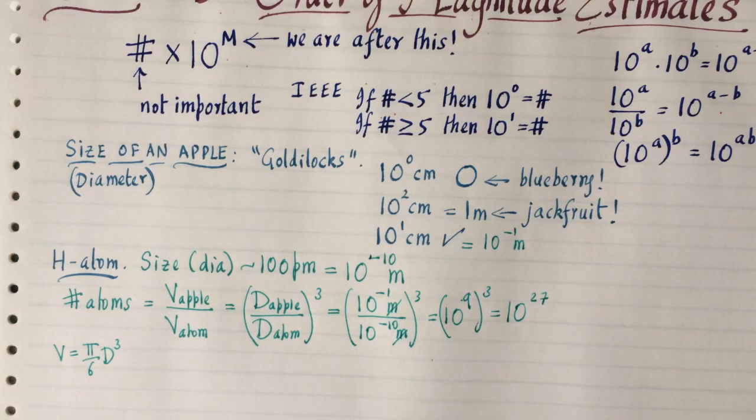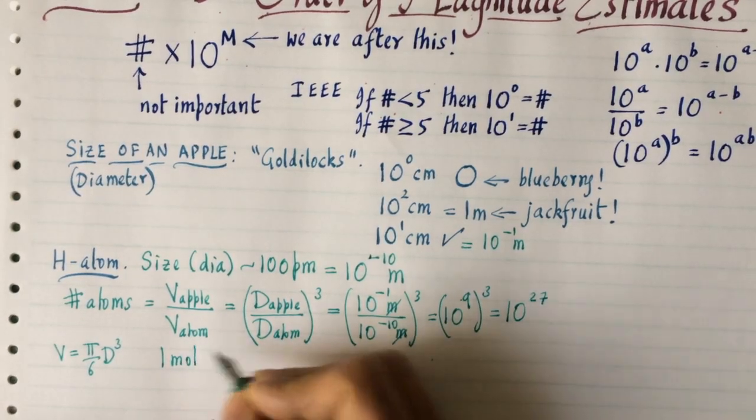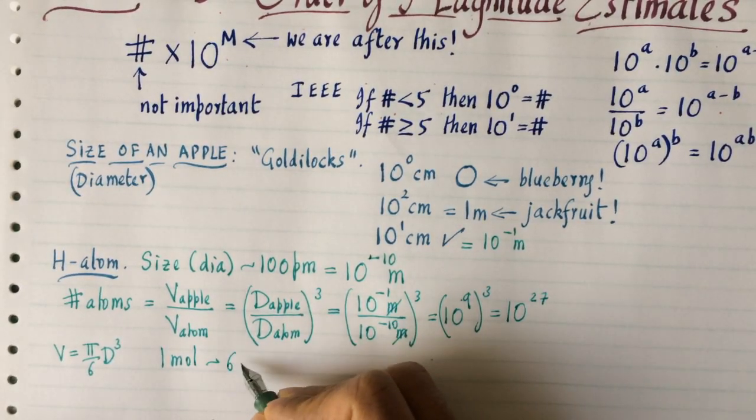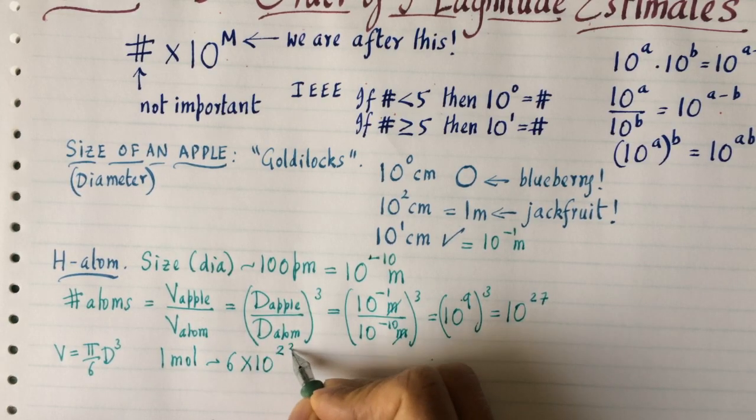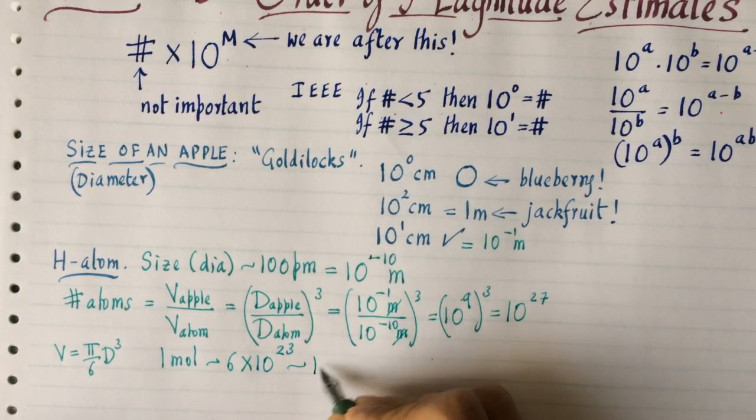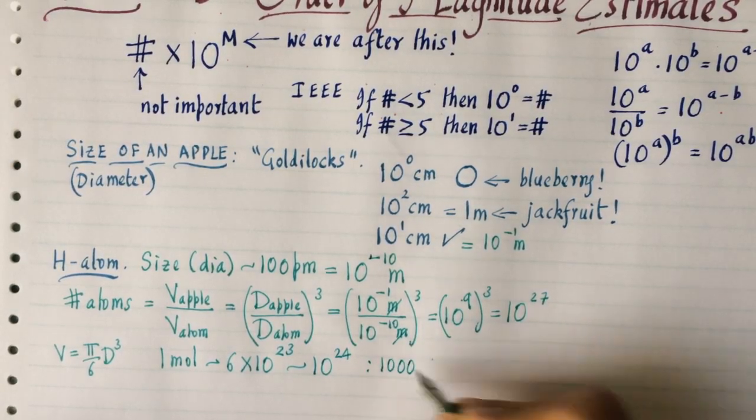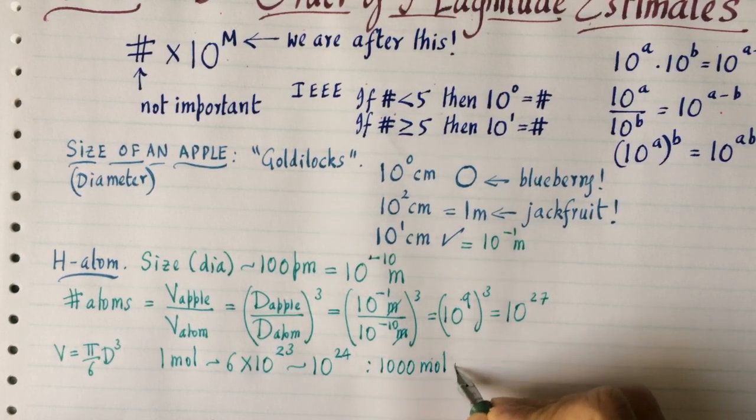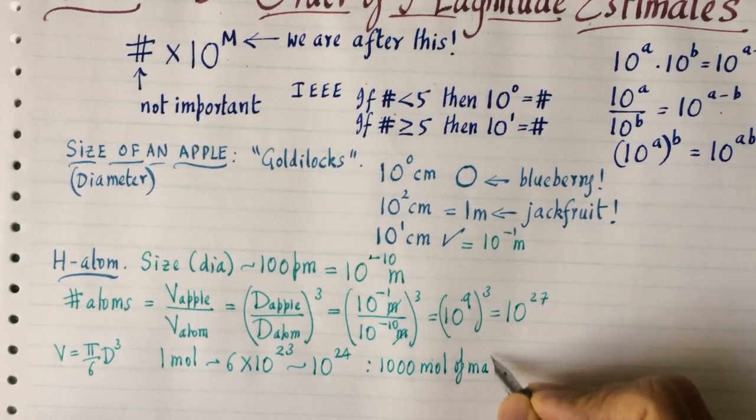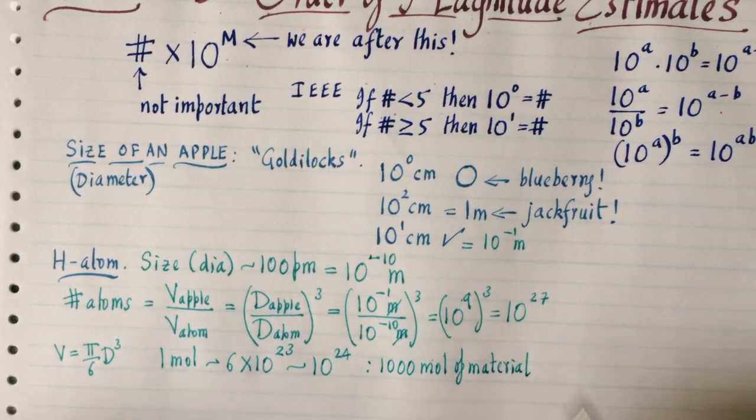So that's a pretty nice estimate. We know that there are about 10 to the 27 atoms, and that's a pretty large number. You can already see that 1 mole of anything is Avogadro's number, so it's 6 times 10 to the 23, which in our language can be written as 10 to the 24. So an apple has got about 1,000 moles of material. I'll just leave it as material. And then you can get refined from here.